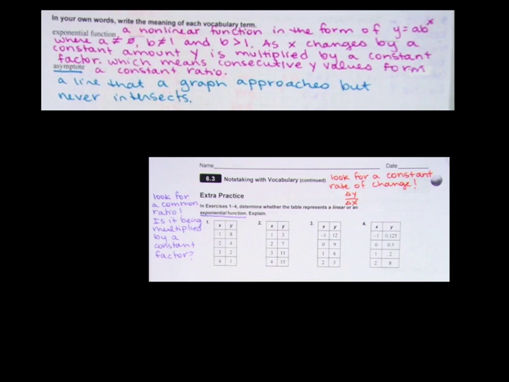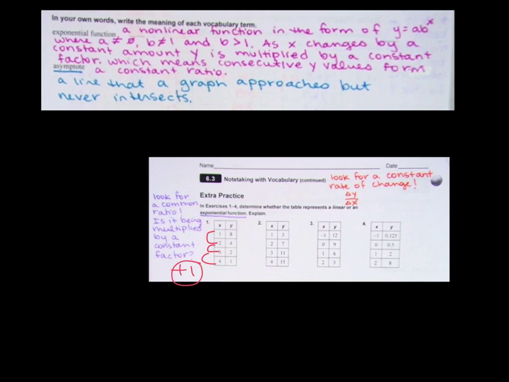Now, some of you were really good about seeing what that constant factor was, and then some of you needed to use those consecutive y values to look for that constant ratio, which gives you that constant factor that it's being multiplied by. So let's look at this first table as an example. So the first part of the definition here says that as x changes by a constant amount. So if you notice in this first table, these y values here are all increasing by 1 each time. So what you need to look for is you need to see if there's a constant ratio or a constant factor that each of the y values are being multiplied by.